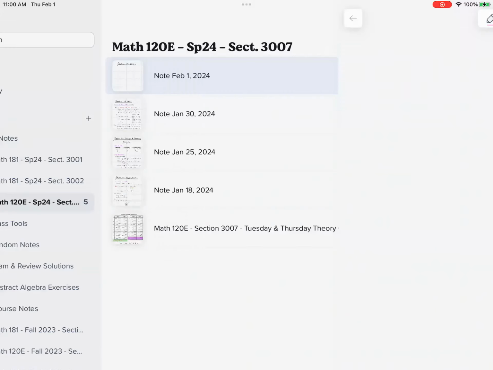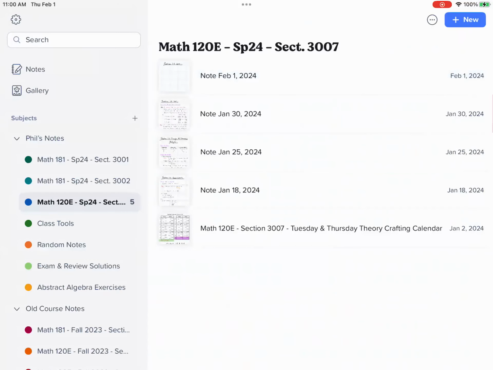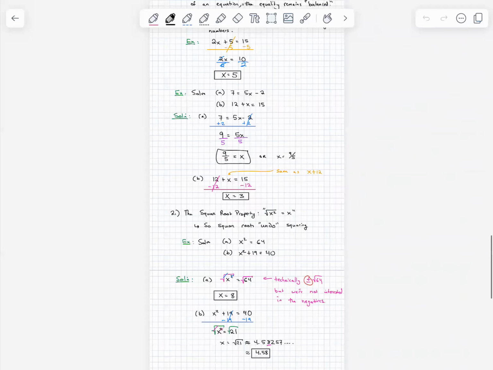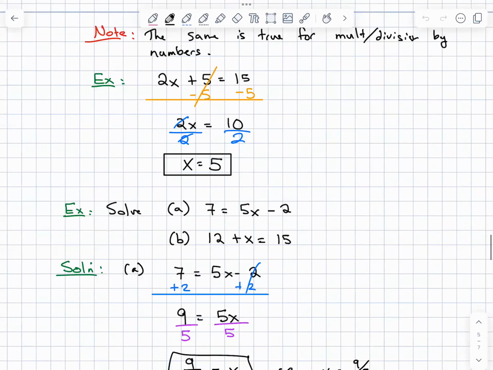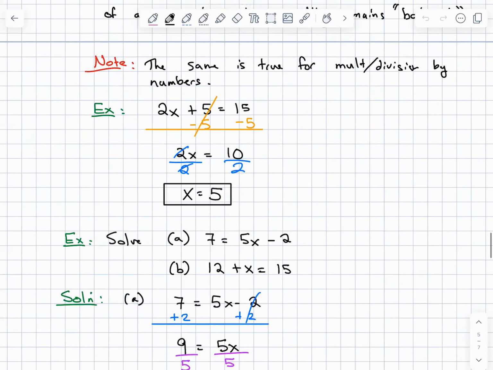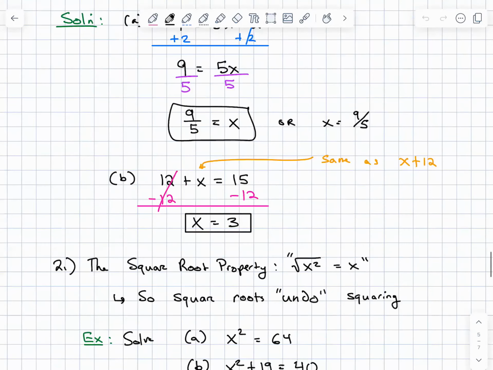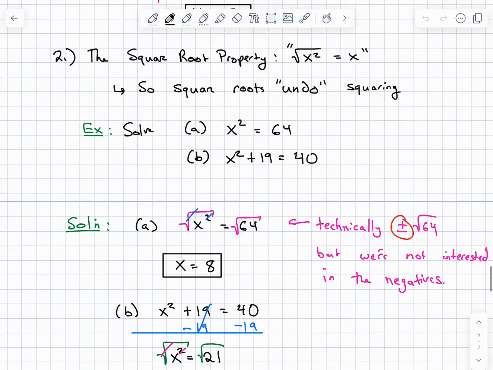Welcome back, everybody. Just as a little refresher about last time, we talked about two things. We talked about how to solve equations by doing the balancing things, where you multiply and divide by numbers and add and subtract numbers to keep the equation balanced. And then we also talked about the square root property, so that you can take the square root of both sides of an equation and it remains balanced, it remains fair.